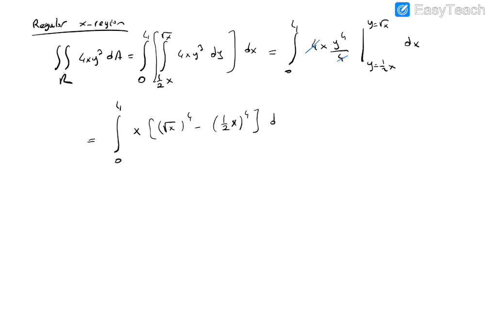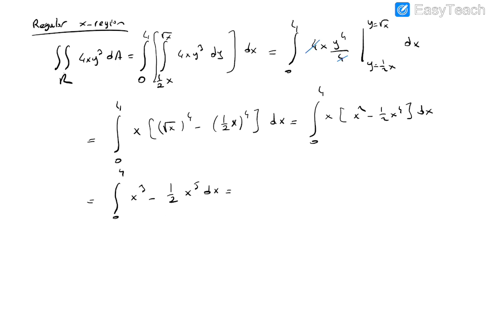So let's make our arrangement. x times x squared minus 1 over 2 x to the power 4 dx. So we should calculate this integral: x cubed minus 1 over 2 x to the power 5 dx from 0 to 4.